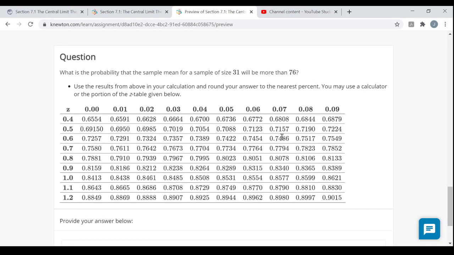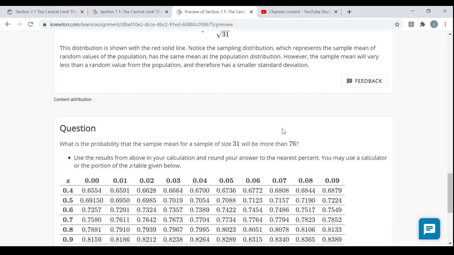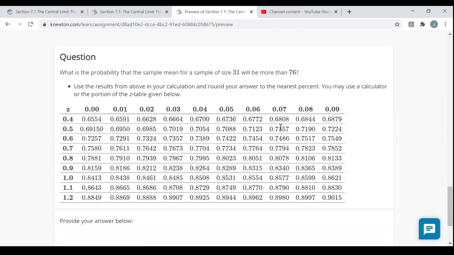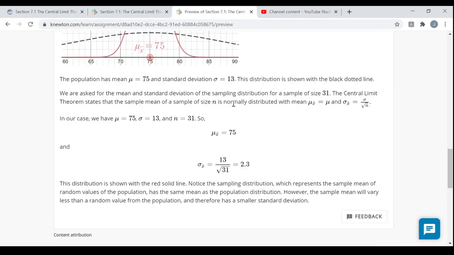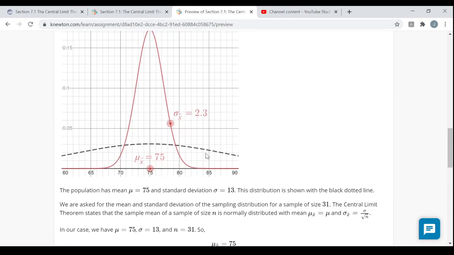All right, so this one might look familiar from the chapter 6 material: finding probabilities, areas under normal curves using a table. I'll also show you the calculator. So this question: what is the probability that the sample mean for a sample of size 31 will be more than 76? So we're looking at the red distribution, because you're talking about the mean cost of 31 bags of potatoes. You're not looking at the black distribution, you're looking at the red one.